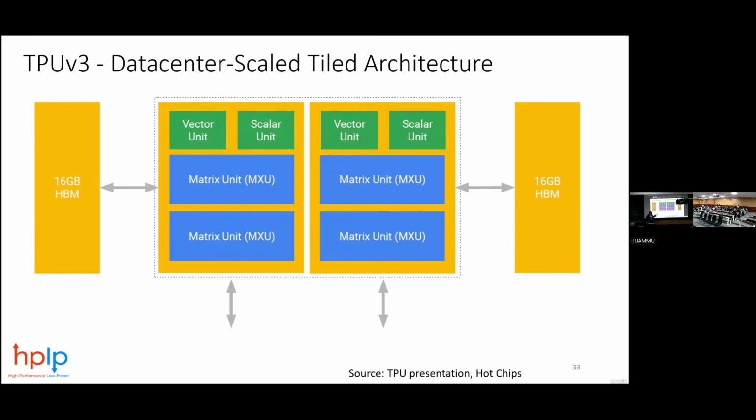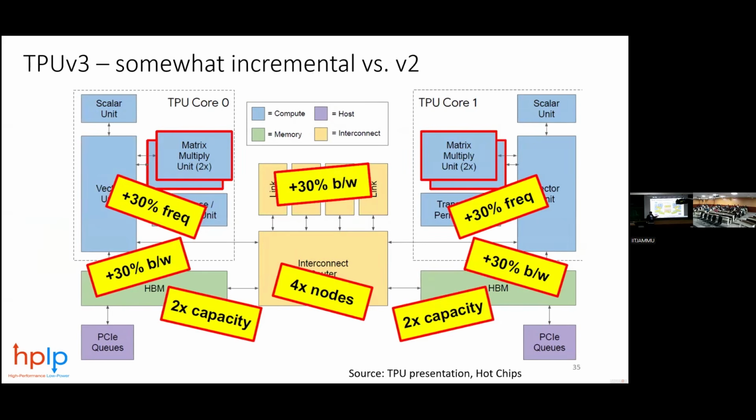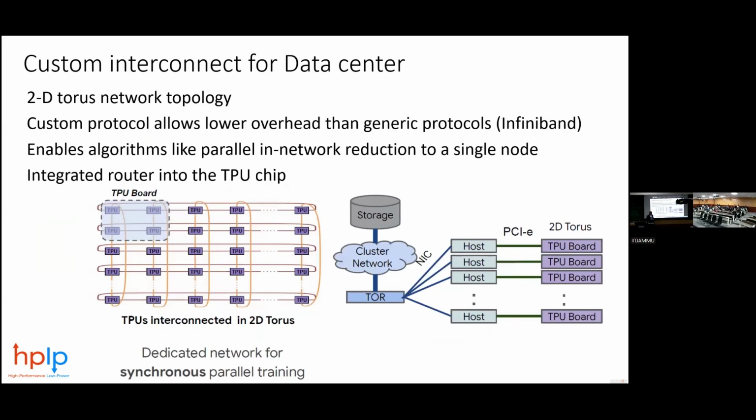Again, just upgrades to the HBM. I think the previous one had 8 gigabytes, now it's 16. And now they have 2 matrix units in each of the 2 halves. Again, they have the interconnect link there. This is an incremental change compared to V2. The frequency is slightly higher, the bandwidth and capacity are slightly higher, but other than that, it's pretty much the same.